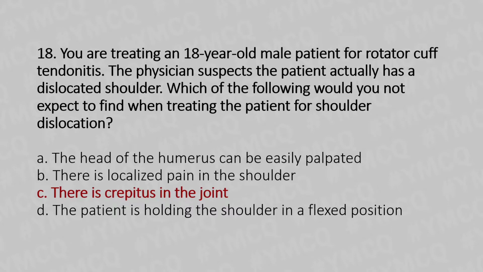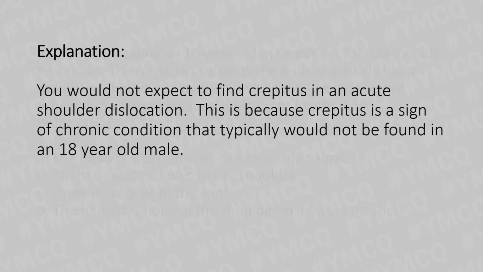Option C, there is crepitus in the joint. Explanation to this question is you would not expect to find crepitus in acute shoulder dislocation. This is because crepitus is a sign of a chronic condition that typically would not be found in an 18-year-old male.